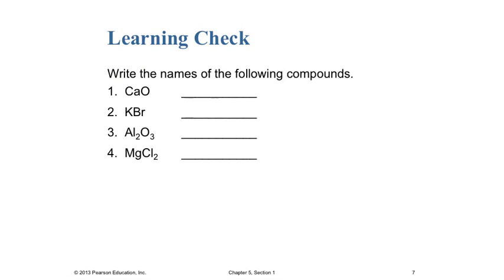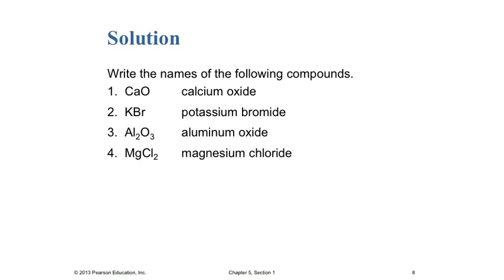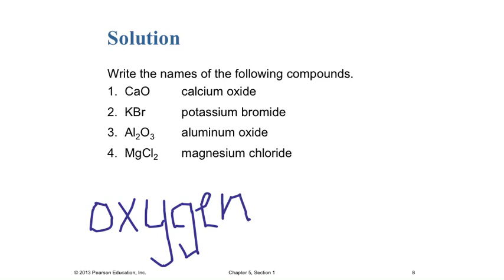Now you try. Remember, you have to name the metal first, then name the nonmetal. Drop the ending of the nonmetal and add IDE. Let's look at the first example. Remember, first you name the metal and then the nonmetal. So the metal is calcium and the nonmetal is oxygen. Remember, you drop the ending and add IDE. Hence, we have oxide, calcium oxide.